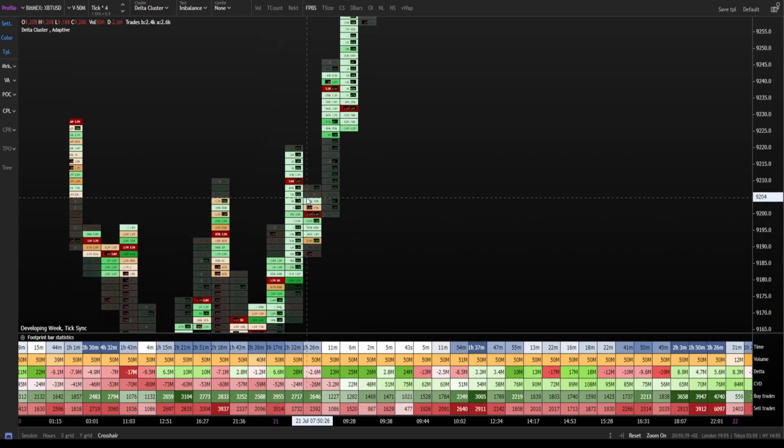How fast are these candles being created? Here we have 50 million being transacted in 2 hours and 21 minutes. The next candle took almost 3 hours, the next candle 2 hours. So an average of, let's say, 2.5 hours per candle.